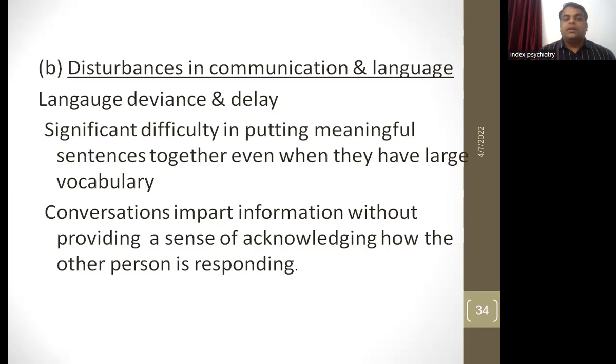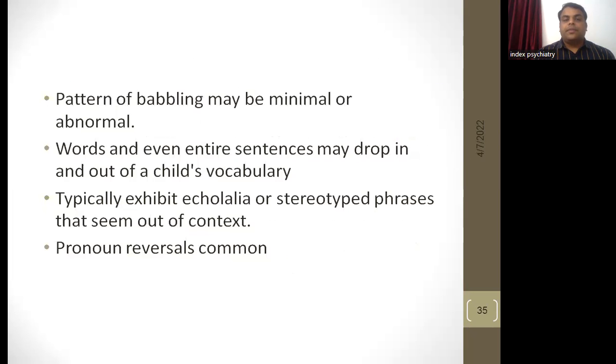Disturbance in communication: language deviance and delay, significant difficulty in putting meaningful sentences together even when they have large vocabularies. Conversations impart information without providing a sense of acknowledging how the other person is responding. Patterns of babbling may be minimal or abnormal. Words and even entire sentences may drop in and out of the child's vocabulary. Typically exhibit echolalia or stereotyped phrases that seem out of context. Pronoun reversal is common.